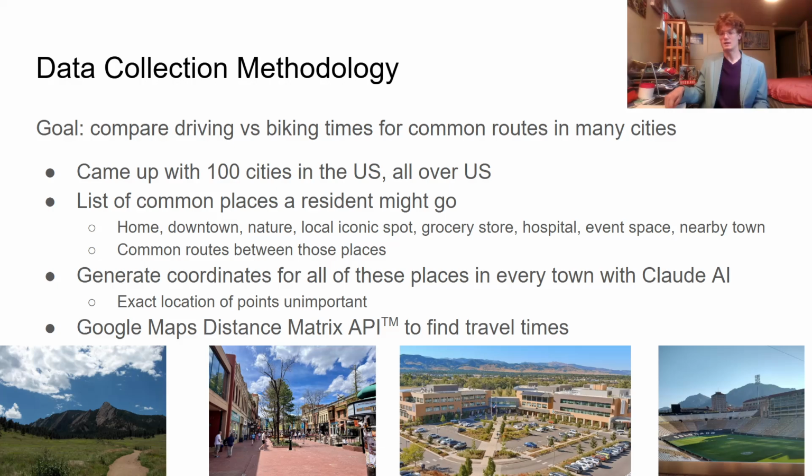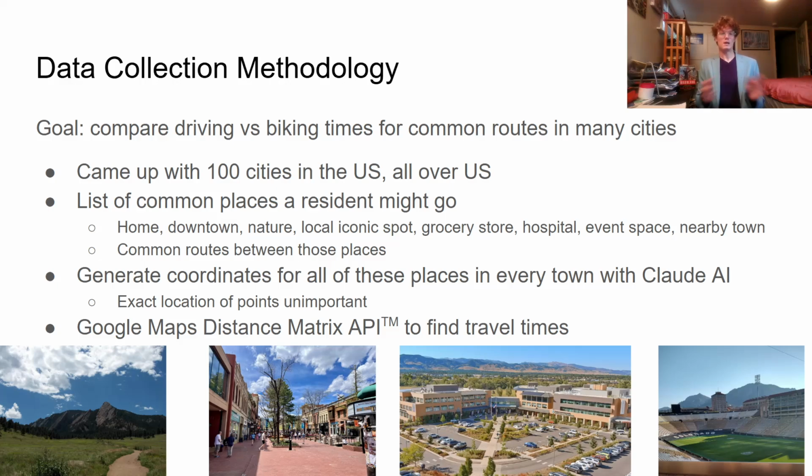This ended up being a list of origins and a list of destinations. I wanted to know how long it took to get from every origin to every destination. So the origins were home, the grocery store, an event space or stadium, a hospital, and some sort of local iconic spot, which, if your friend is coming to town for a weekend, might be where you take them in any given town. For Boulder, that was Chautauqua. Oh, and I can explain those pictures in a second. The destinations were home, a nearby city, downtown, and some sort of park or nature spot.